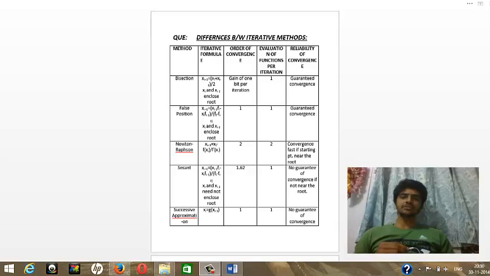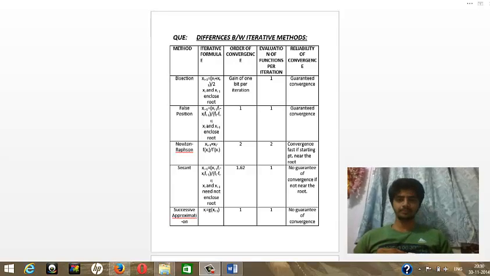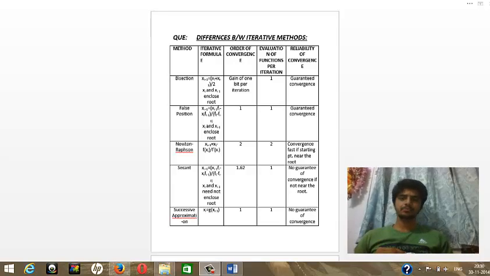The first difference between these iterative methods is on the basis of their iterative formula. Bisection method's iterative formula is x_{i+1} = (x_i + x_{i-1}) / 2. This is a simple formula of bisection method where x_i and x_{i-1} enclose the root.